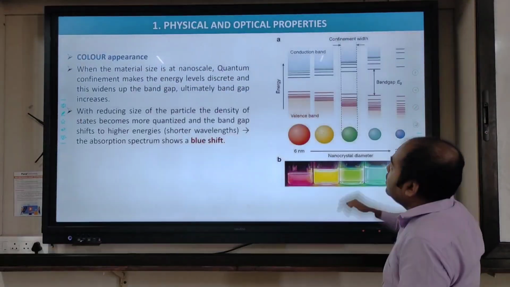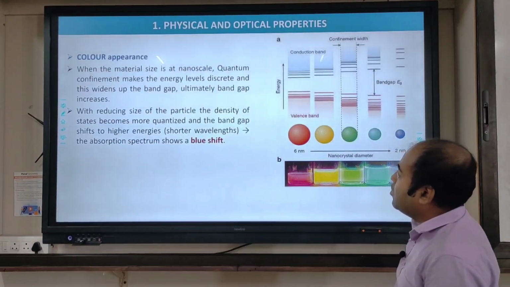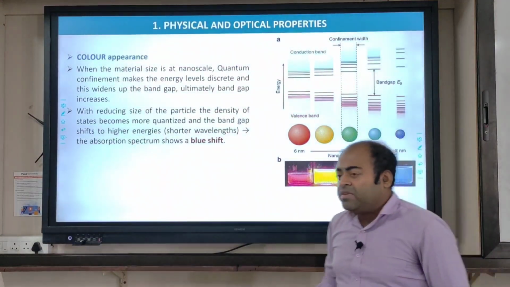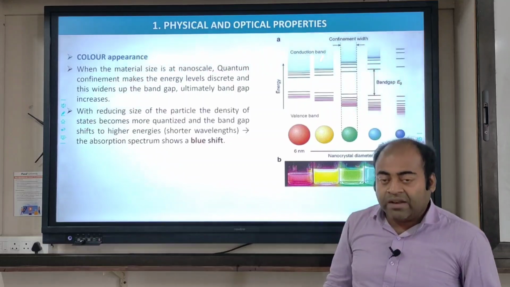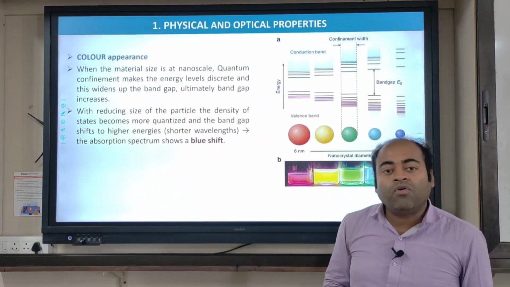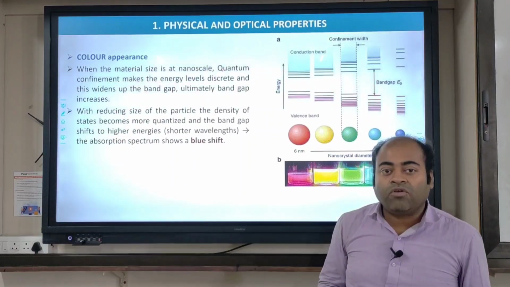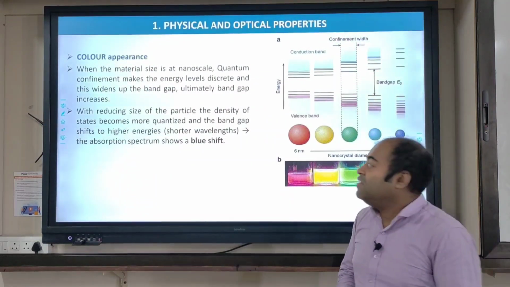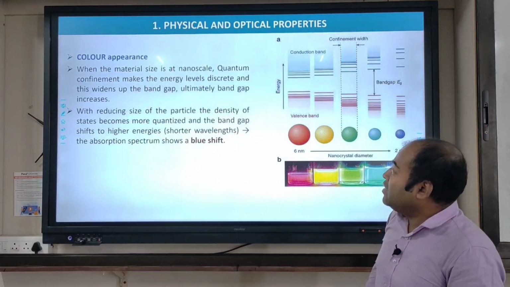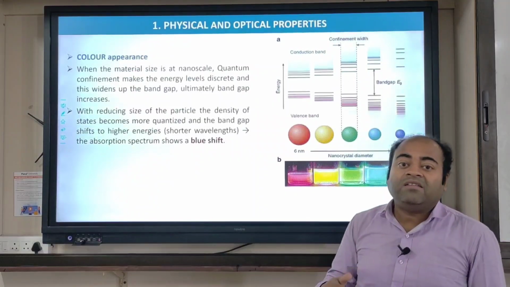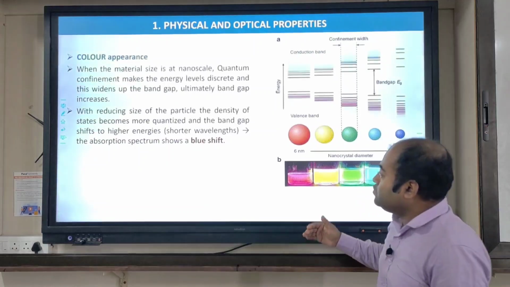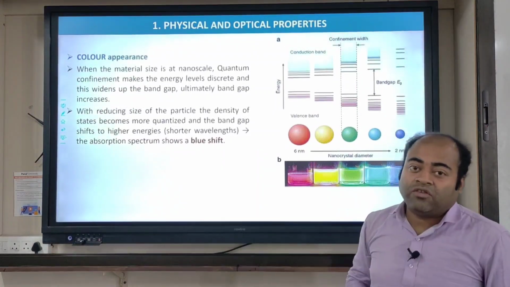So here first we will discuss the physical and optical properties. The color or the appearance. We have seen that the bulk material and the nanomaterial of the same element or compound look different. For example, bulk gold is yellow in color, whereas nano gold colloid appears red. This is due to the quantum confinement effect, and that can be explained by the discretization of the energy bands when there is a reduction in the size of the particle.